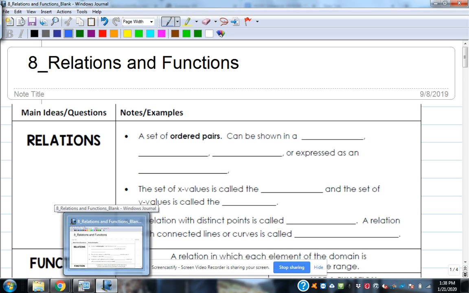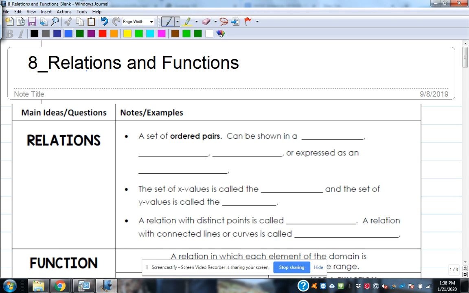All right. So today, relations and functions. A relation is a set of ordered pairs. That's all that a relation is. It can be shown in several different ways. One way is how we're used to seeing that, and that's a table. Y'all remember the tables that had x and y values like that? That's what a table looks like.